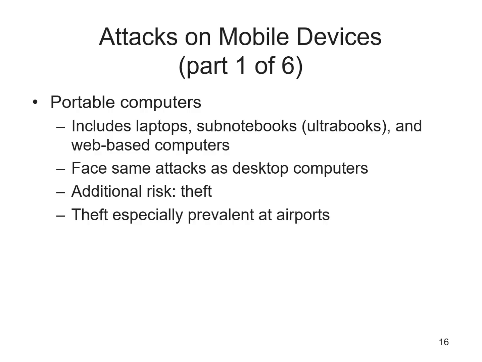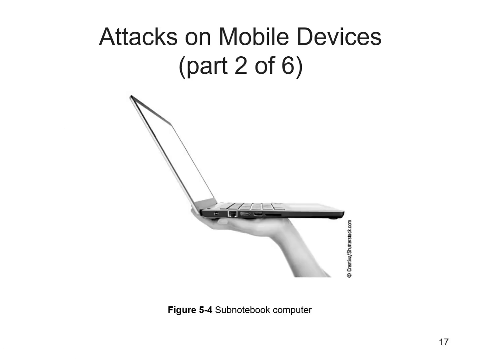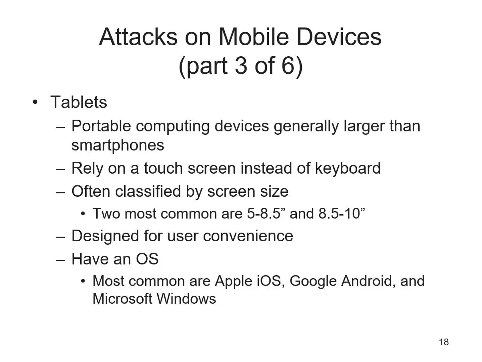Now let's go through some of the gadgets or devices that we are using, attacks on mobile devices, such as the sub notebook or the laptops that we are using. Further, we have handheld tablets. Most of the kids are spending a lot of time watching different cartoons and tutorials. These are portable devices, which are generally larger than smartphones. They rely on a touchscreen instead of a keyboard, and are often classified by screen size, for example, 5, 8, or 10 inches. Designed for user convenience, you can easily carry them along. They have Wi-Fi and Bluetooth both enabled on them.